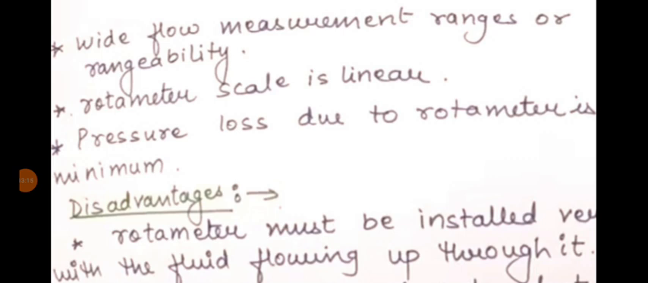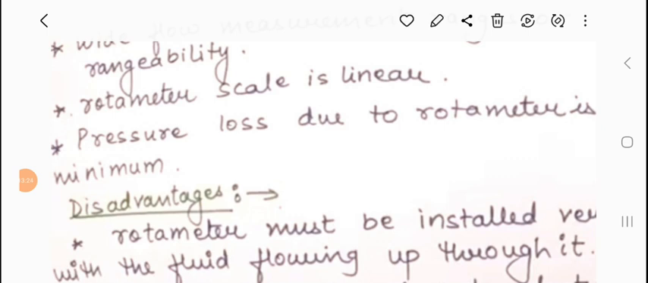The rotameter must be installed vertically. In horizontal fluid flow measurement, the rotameter is not suitable. It must be installed vertically with the fluid flowing through it. So it is not suitable for the horizontal position; the rotameter can be placed vertically only. This is a disadvantage of the rotameter.